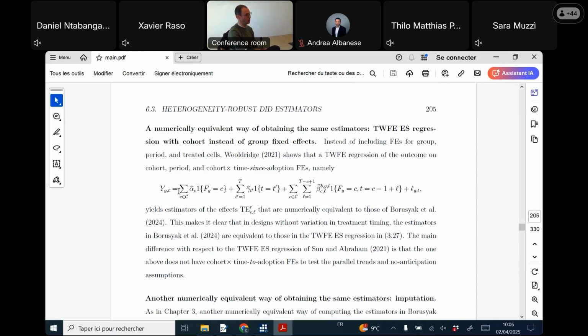we can actually have a much more parsimonious regression model where we only have cohort fixed effects instead of the group fixed effects, time fixed effects, and then we interact cohort of adoption fixed effects with relative time since adoption fixed effects, but we only include relative time after adoption, not relative time prior to adoption. And that's the difference with the Sun and Abraham specification. This specification is exactly the same as the Sun and Abraham specification, except that you don't have the cohort prior time prior to adoption fixed effects.